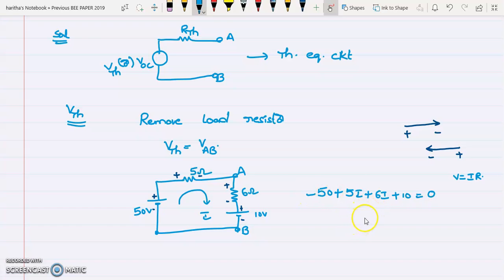Now from this you can find out the current. So that is 11I is equal to 40. From this I is equal to 3.63 amperes. So this is the current value.